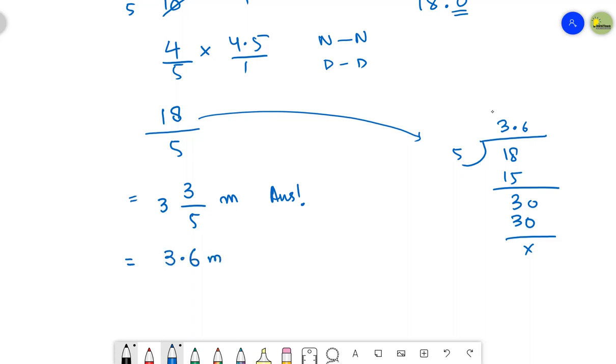Okay, so you can write both the answers, but I think this answer can be more considerable. Why? Because it can give you the exact length, 3.5 meters, right? So in measurements, you have to write it in decimal value. So I hope this is clear to all of you.